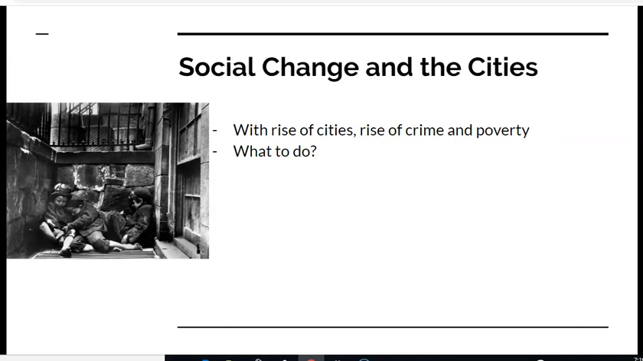before, and they weren't sure what to do with these issues. Well, what do you do about rising crime and poverty? There was one line of thinking called social Darwinism that basically said, don't do anything. It's survival of the fittest. If you can survive, great. If you can't, well, that's just nature.